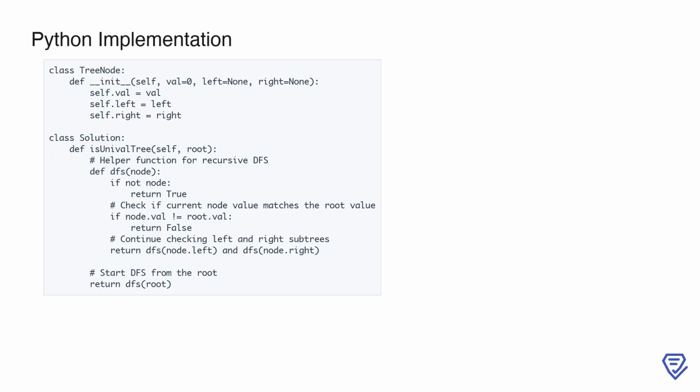The time complexity of the solution is O(n), where n is the number of nodes in the tree, as each node is visited exactly once. The space complexity is O(h), where h is the height of the tree, due to the recursive call stack.